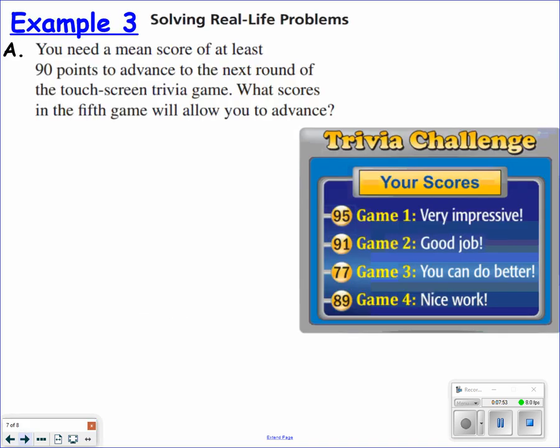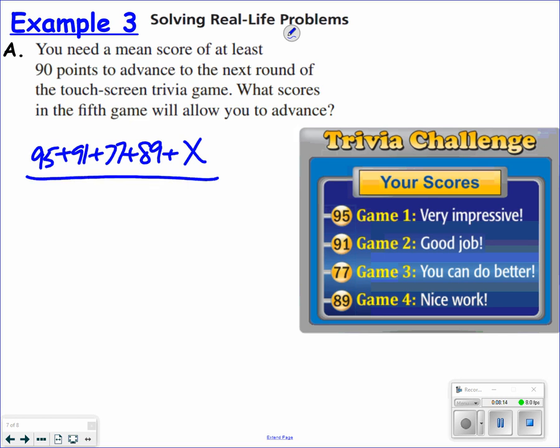Word problem. You need a mean score of at least 90 points to advance to the next round of the touchscreen trivia. What score in the 5th game will allow you to advance? Well, first you have to understand what the word mean is. Mean is average. So if I took the scores that I currently have on 4 of the games, plus what I will get in the 5th, divide that by 5, I want the average to equal 90. Why did I divide by 5? Because you add up all the scores and divide by how many there are. So now, multiplying both sides by 5.